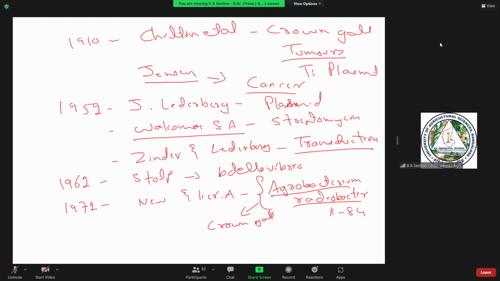In the same year, Windsor and Black observed a new kind of phloem-inhabiting bacteria causing a disease called clover club leaf. A clover club leaf disease.